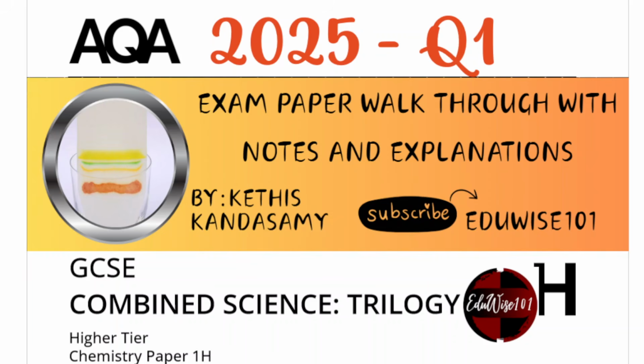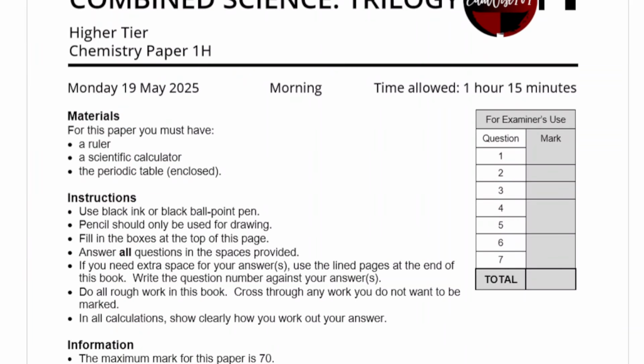In this video, I'm going to go through the AQA Combined Science Chemistry Paper 1 from 2025. This paper is 1 hour 15 minutes long and it's out of 70 marks and it has 7 questions.